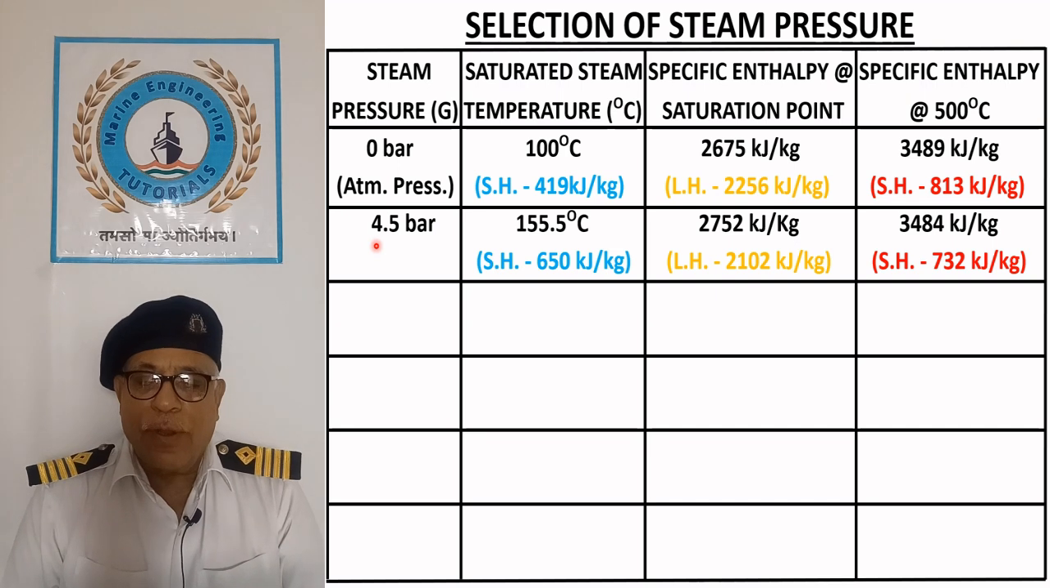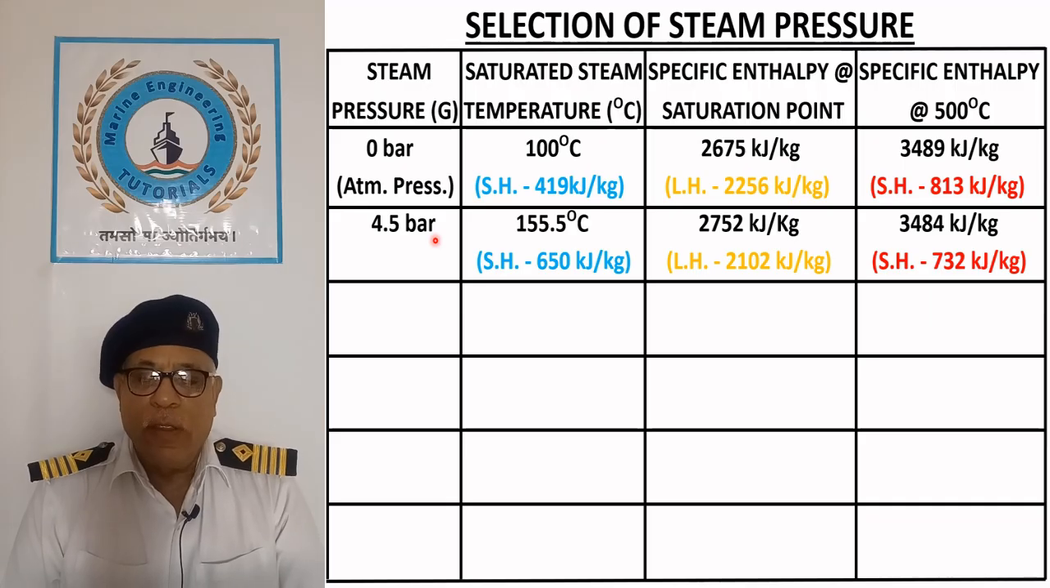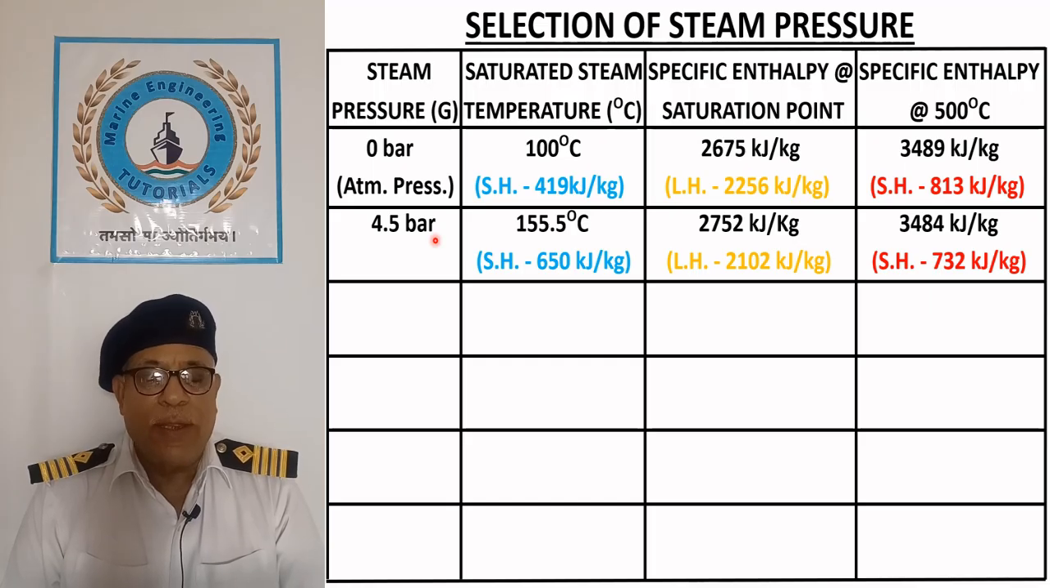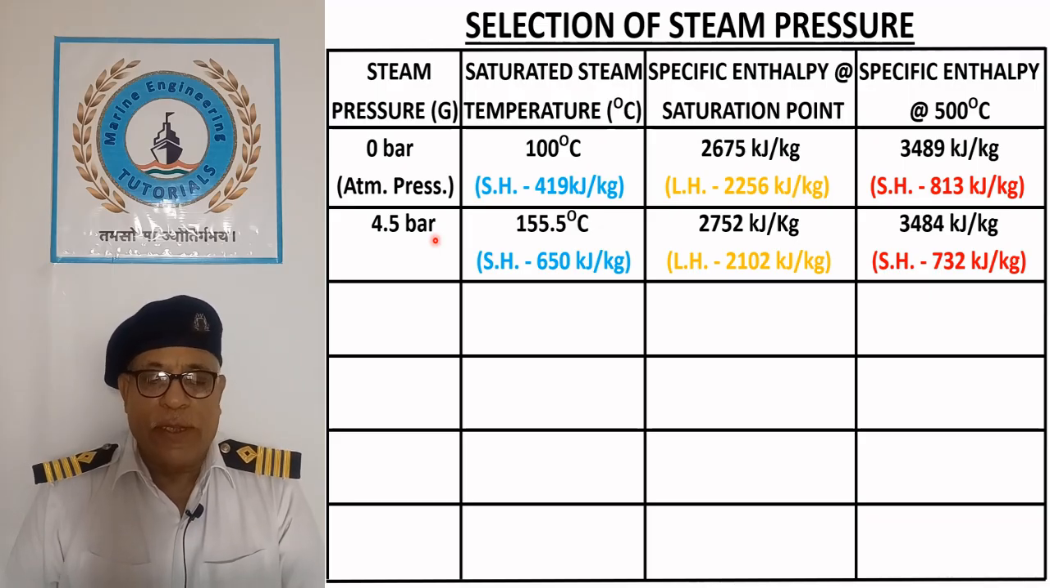A steam pressure of 4.5 bar has traditionally been used for heating fuel oil to 145 degrees Celsius, corresponding to a viscosity of 15 cSt. However, newer ships may use 3 bar steam pressure to maintain fuel oil temperatures between 85 to 100 degrees Celsius due to improvement in fuel quality.